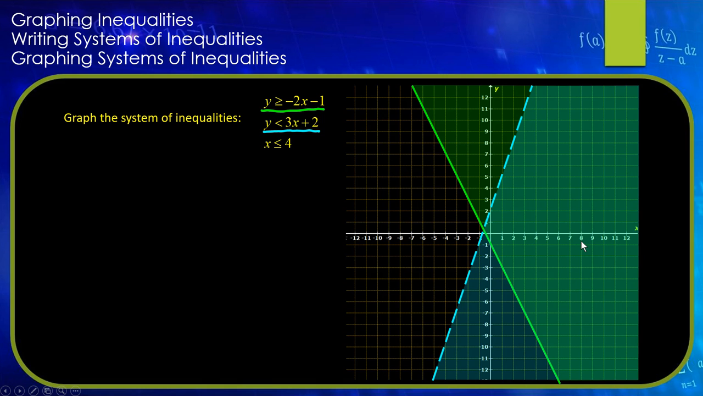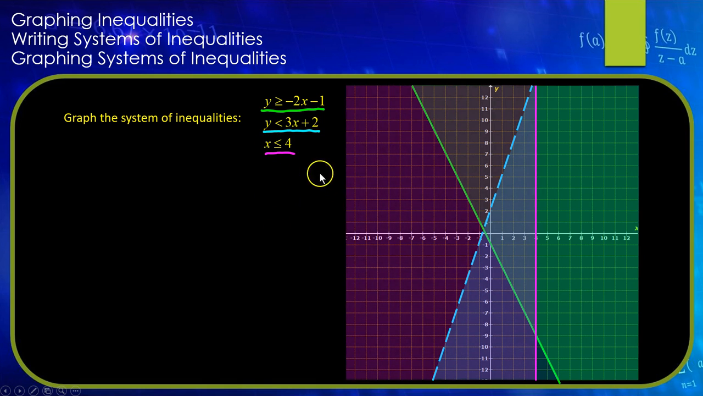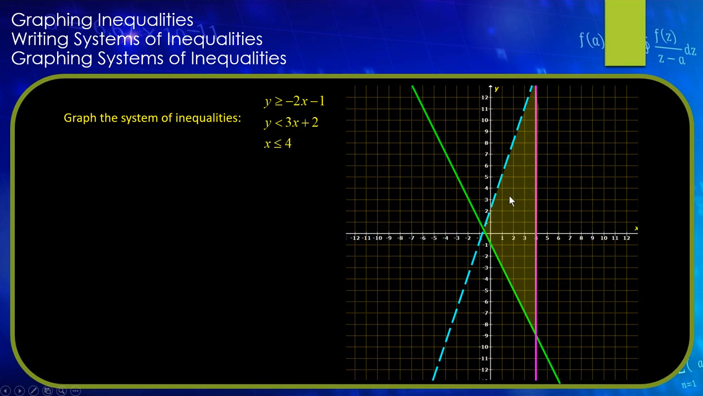But I do have one more feasible region to consider here. x is less than or equal to 4. That's just going to be a vertical line, and everything to the left of it would be the solution to that one. And now you can see that there's a region where all three of these overlap in this little triangle area here. So that would be the feasible region for this system of inequalities, and that would represent the solution.